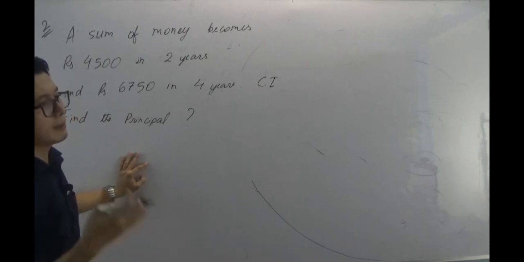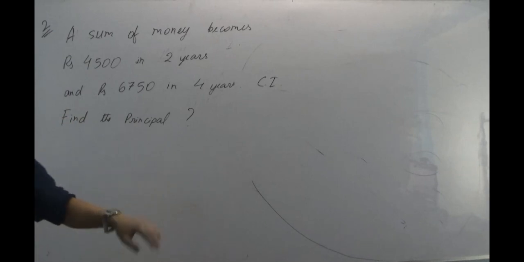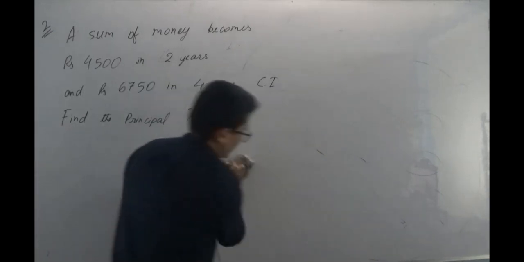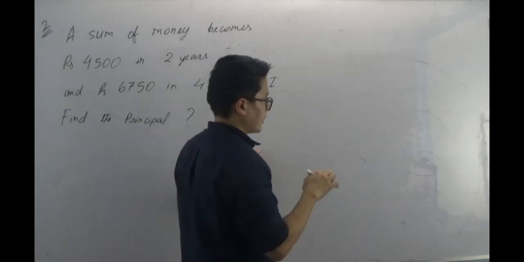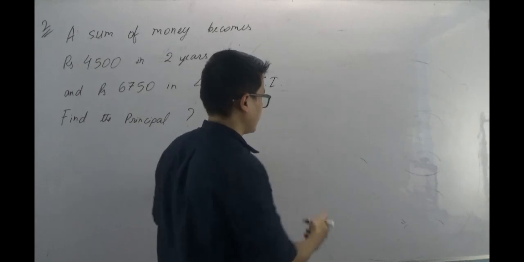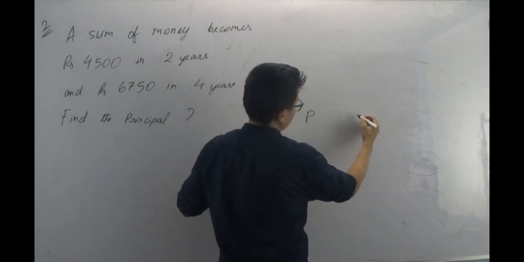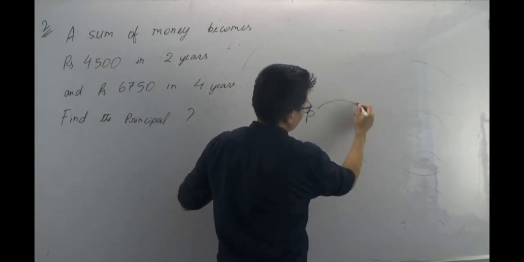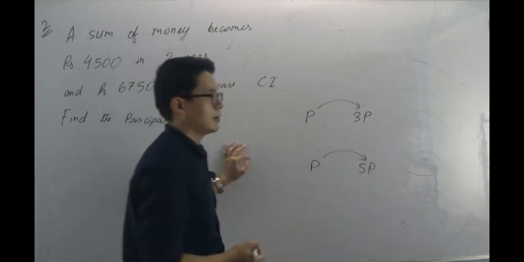Variance in compound interest. In compound interest, the ratios of the amount: in simple interest, the principal becomes 3 times, then 5 times.